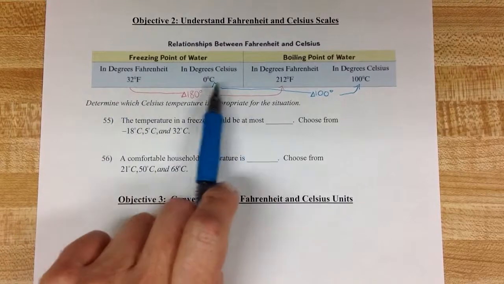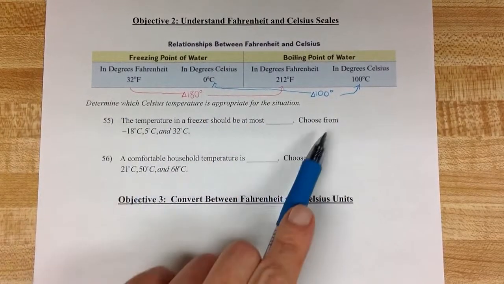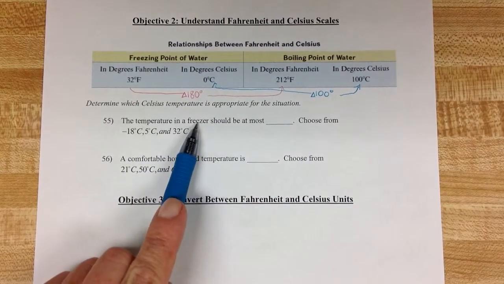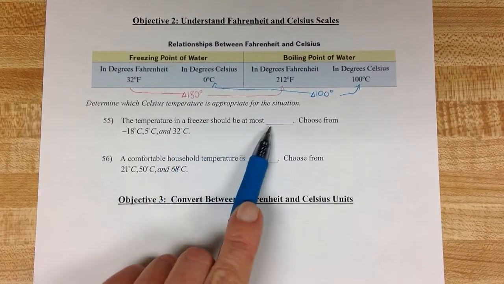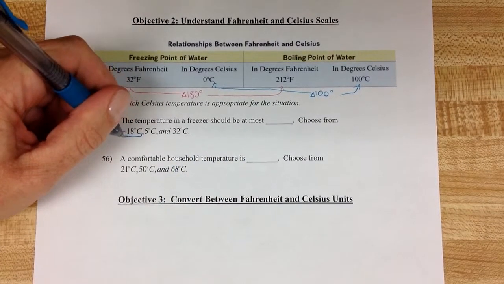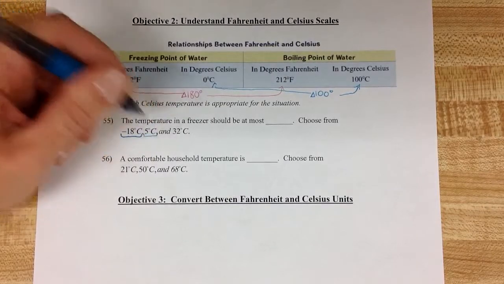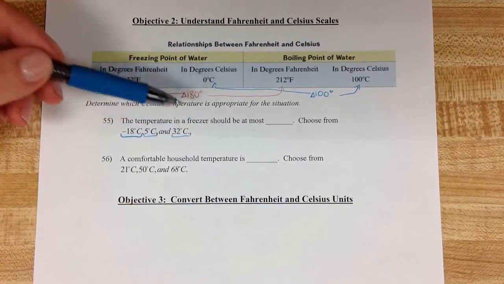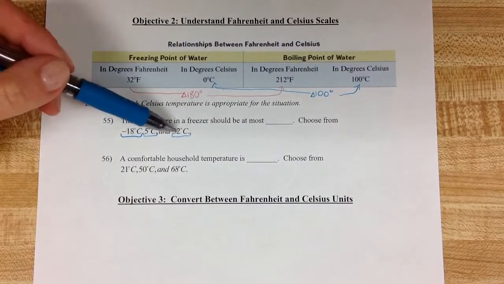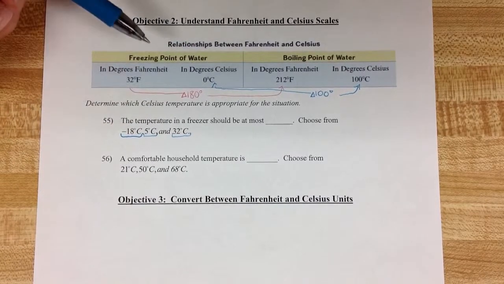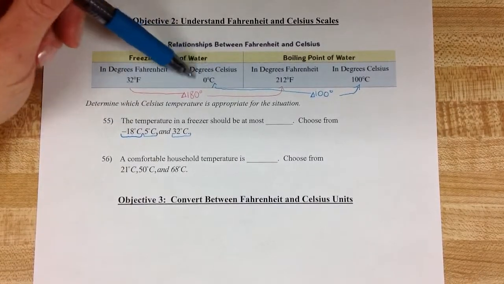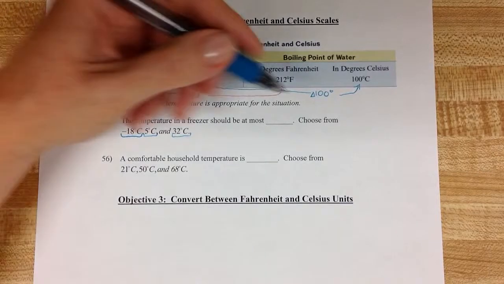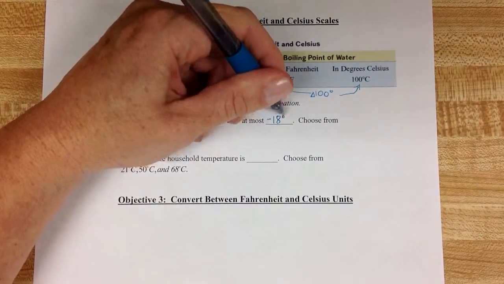So knowing just those couple of reference points, we're going to see if we can determine which of these three temperatures is the most likely one for a freezer. So if we're looking at a freezer, and the choices that they're giving us are a negative 18 degrees Celsius, 5 degrees Celsius, and 32 degrees Celsius. Well, if we want our freezer to actually keep things frozen, our temperature in the freezer would need to be below the freezing point, which is 0 degrees Celsius. And the only option we're given that is below the freezing point is this negative 18 degrees.